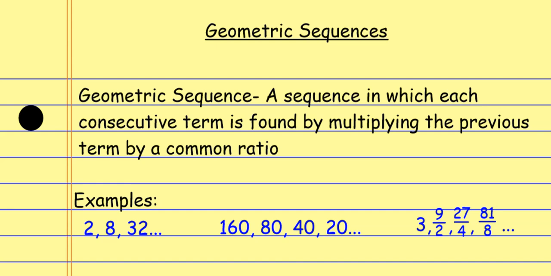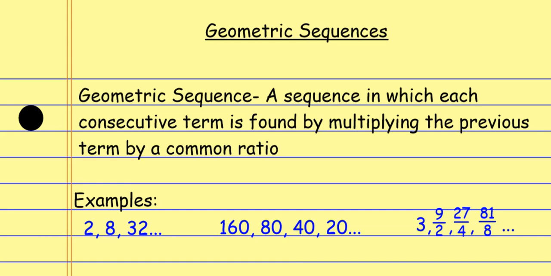And remember, a sequence is just a list of numbers that follows a specific pattern. And so I can get from one term to the next term by doing a certain thing. Arithmetic sequences are when we're adding the same thing each time. Geometric sequences are simply when we're multiplying by the same thing each time. Okay? So a geometric sequence is basically when the pattern is multiplication.